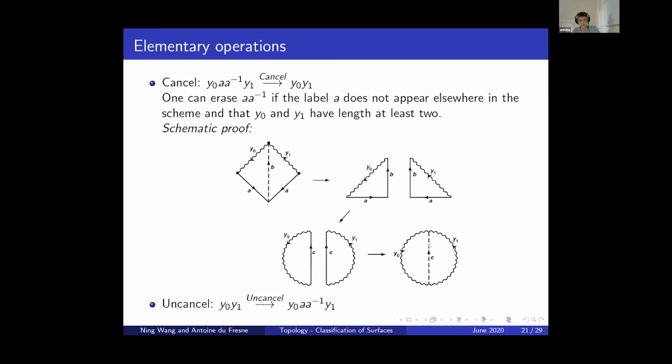And the last operation is uncancel. And this is the reverse operation of cancel. This operation doesn't affect the quotient space since the reverse schematic proof above can also be done.